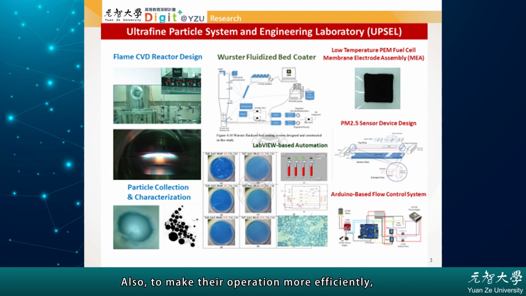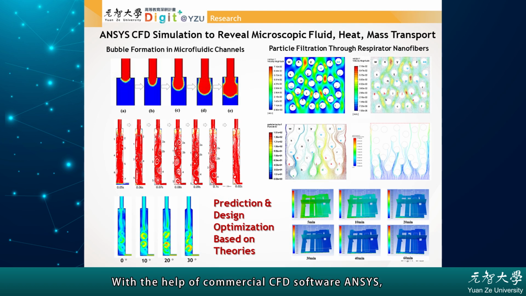Also, to make their operation more efficient, we added automation software and hardware so they can be operated semi or fully automatically. With the help of commercial CFD software ANSYS, we can easily create 3D models for each of our reactors or components and simulate their fluid flow, heat, and/or species mass transfer properties.